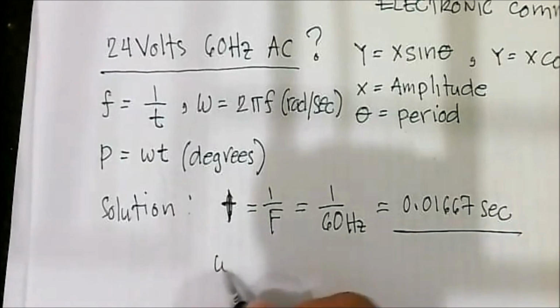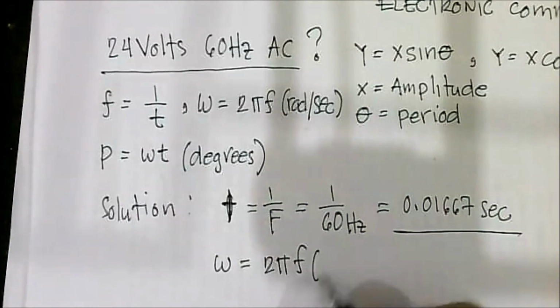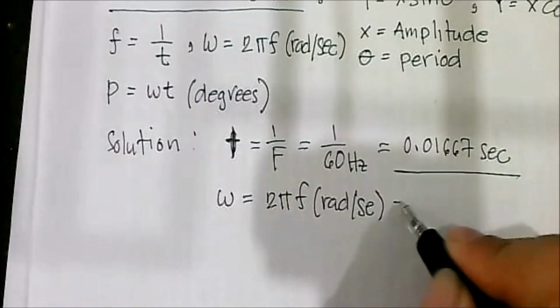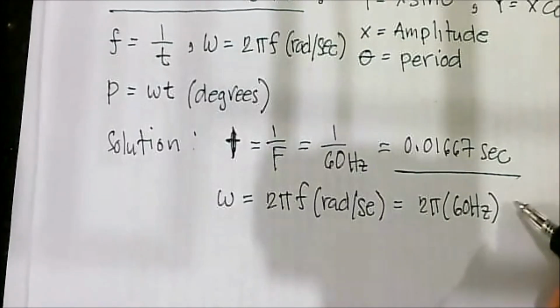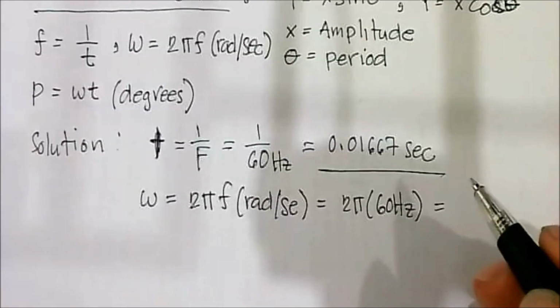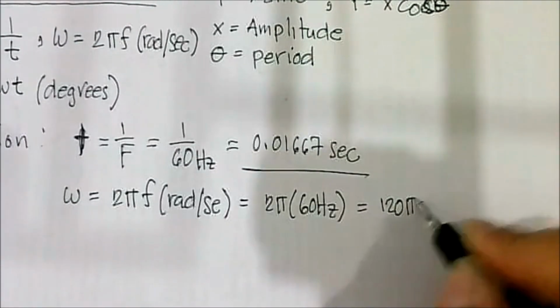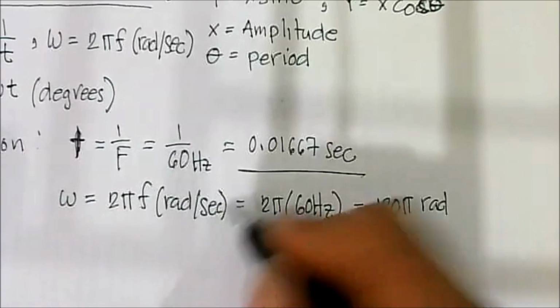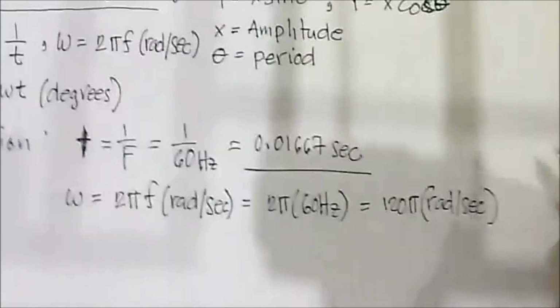Your angular frequency is equal to 2 pi f, in radians per second. That will be 2 pi times 60 hertz, and that will be 120 pi radians, approximately 125 radians per second. So this is your angular frequency.